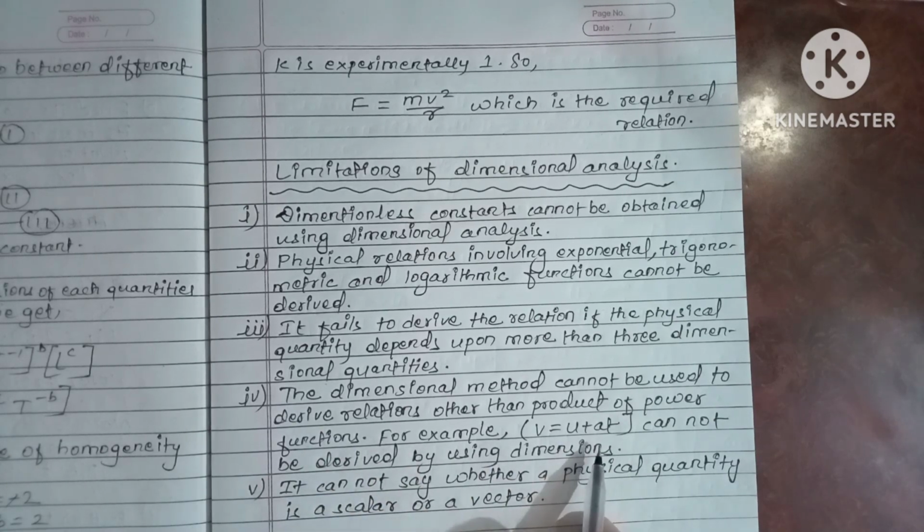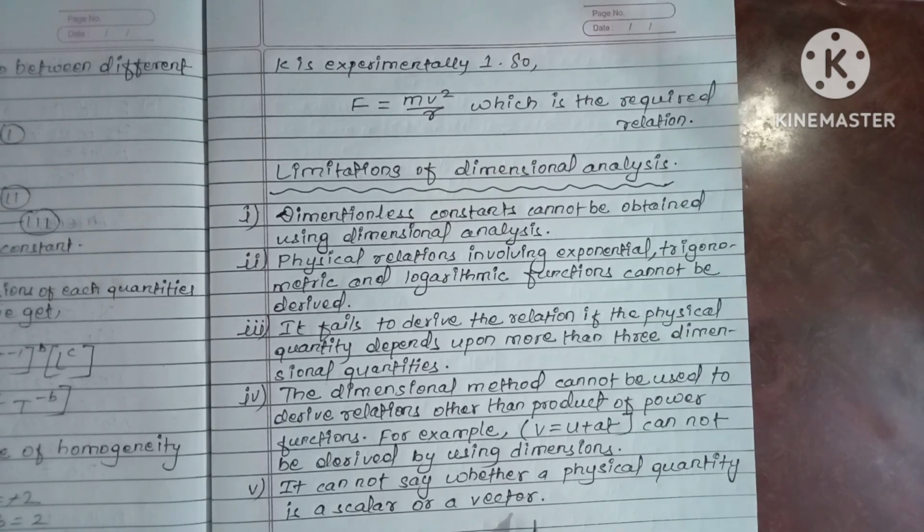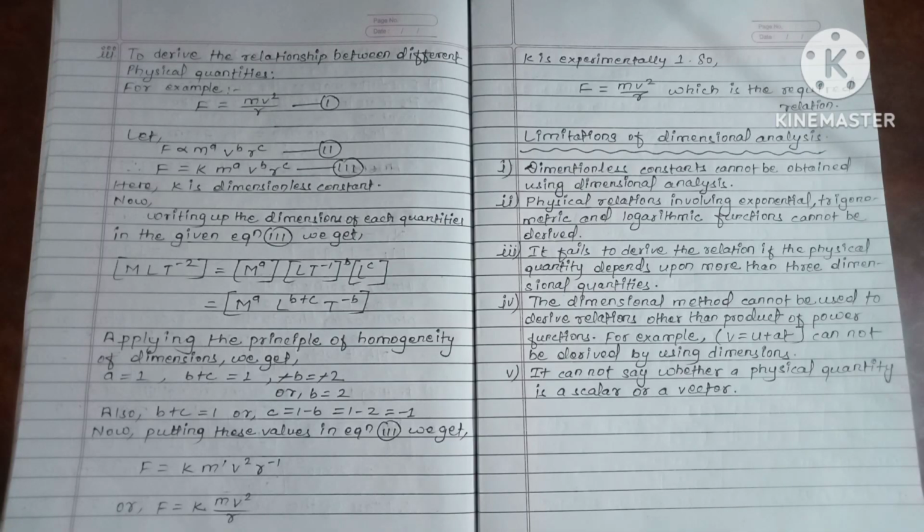For example, this cannot be derived by using dimensions. And it cannot determine whether a quantity is scalar or vector. So that's all about the limitations of the dimensional formula.